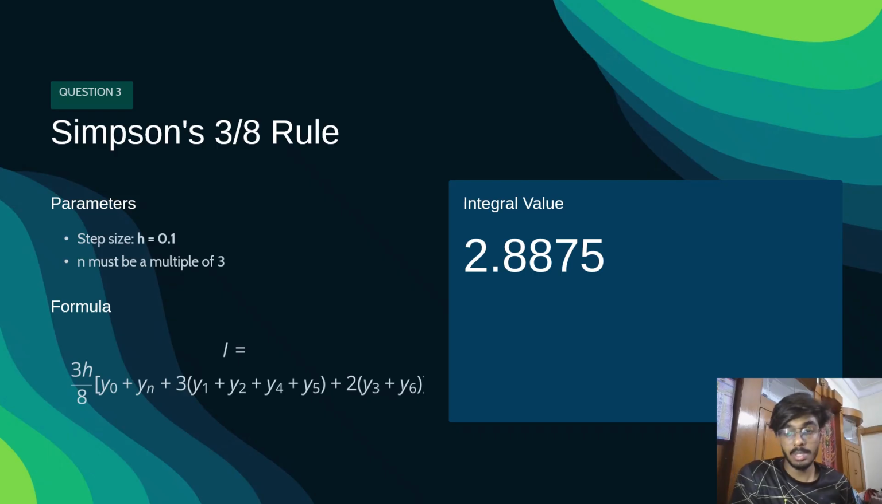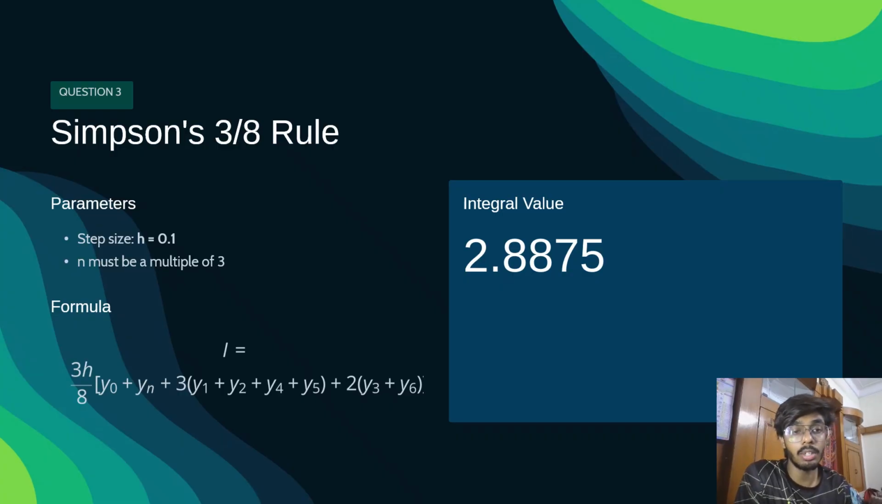First we need to find the step size. The step size is 0.1, the difference x1 minus x0, and we must check that n is a multiple of 3. Putting into the Simpson's 3 by 8 rule formula: 3h by 8, where h is the step size, times y0 plus yn, which are the first and last values of y, plus 3 times all the values from y1 to yn minus 1 excluding the multiples of 3, plus 2 times the multiples of 3, like y3, y6, y9, and so on.